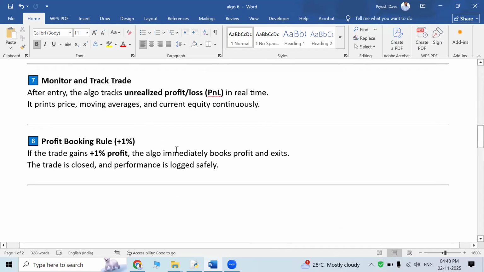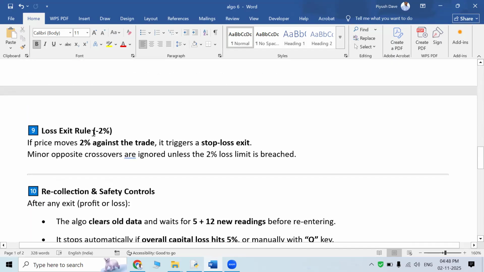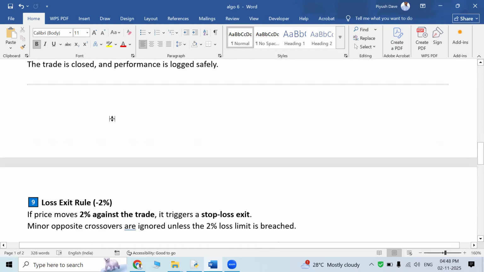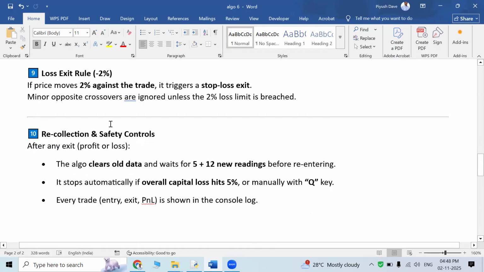We will continuously monitor our profit and loss statement. If there is a 1% profit, we will immediately book the profit. If there is a 2% loss, that means it is going against us, and we will wait for the 2% loss to happen, and exit once the 2% crossover happens. Once we have booked a 1% profit or a 2% loss, we will erase the old data we have collected and collect new data again.